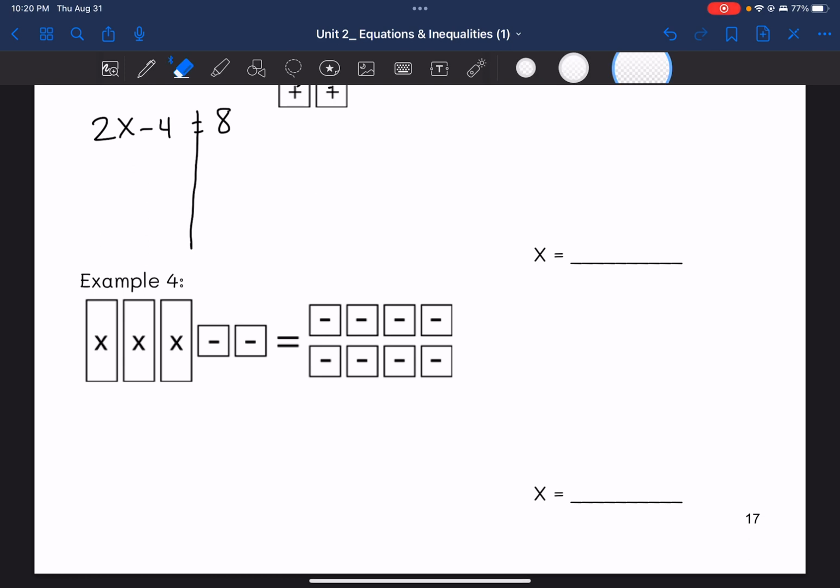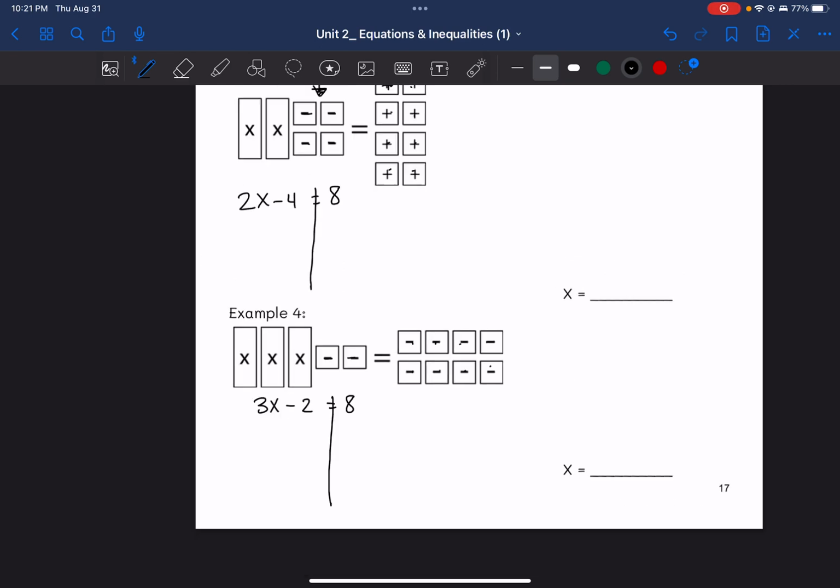Let's do the next one. Again, this one has symbols inside of negative and positive, okay? So we have 3x minus 2 is equal to 1, 2, 3, 4, 5, 6, 7, 8, okay? Take a moment to solve it and then check the notes once they are posted, okay?